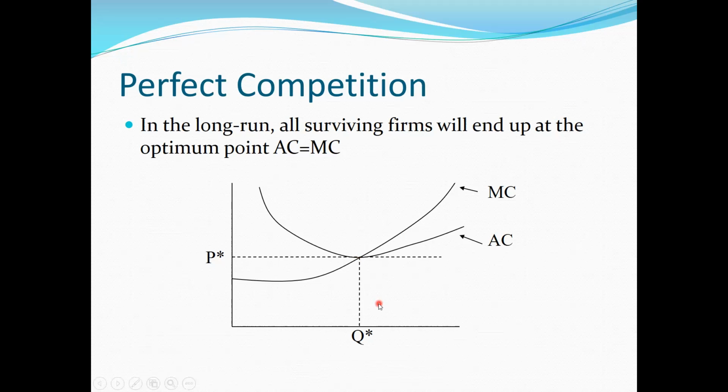So in perfect competition, the price that you set is not in your hand as a firm. The market sets the price. And then this is where you end up operating, where your average cost and marginal costs are equal.